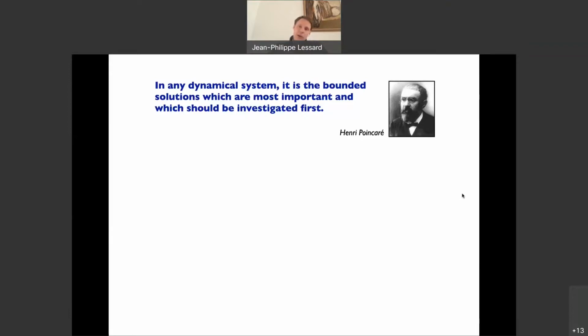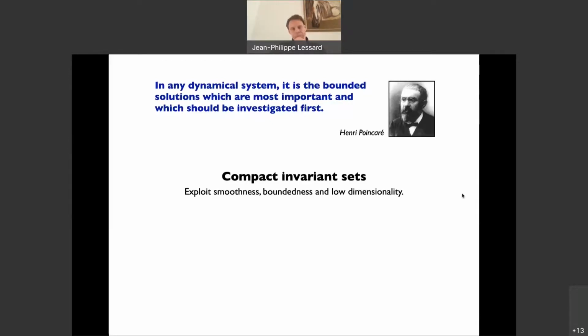The philosophy of Poincaré is really the one that we are adopting in my field, because we're interested in trying to understand compact invariant sets. And compact invariant sets have very specific features.